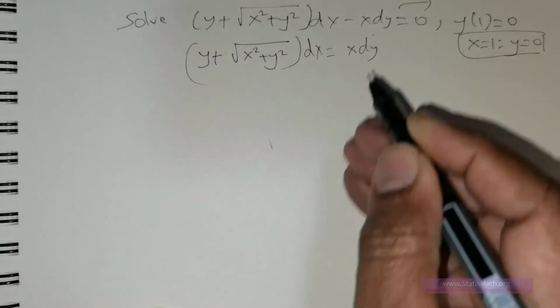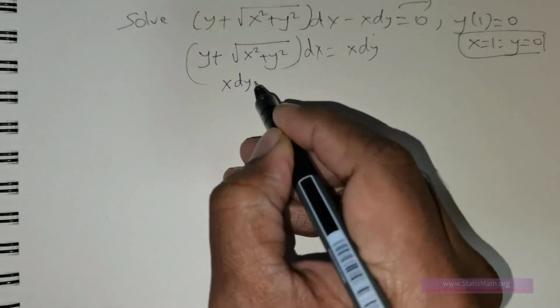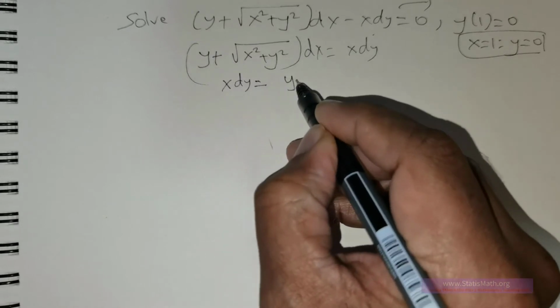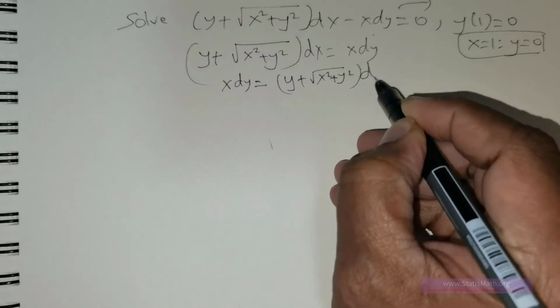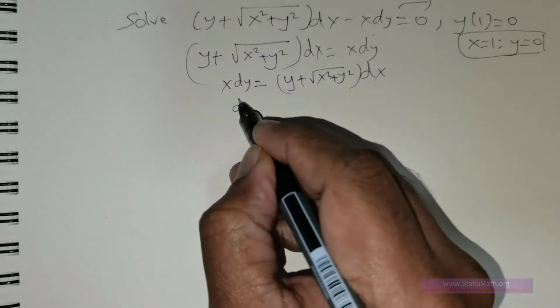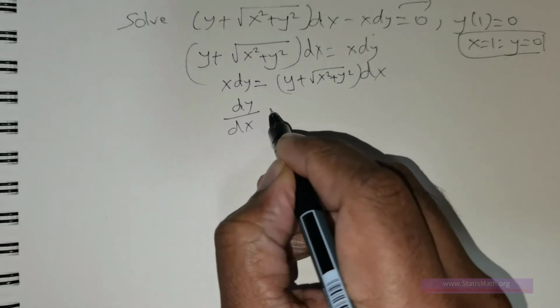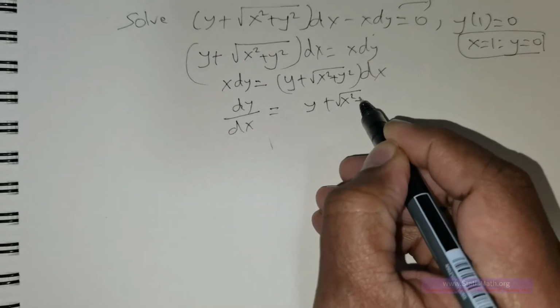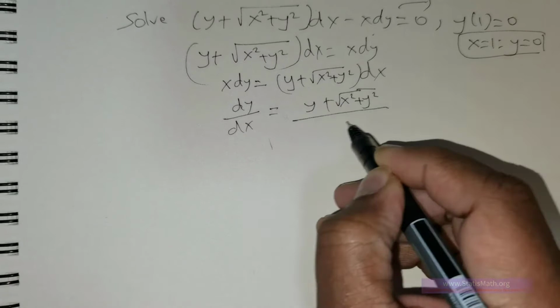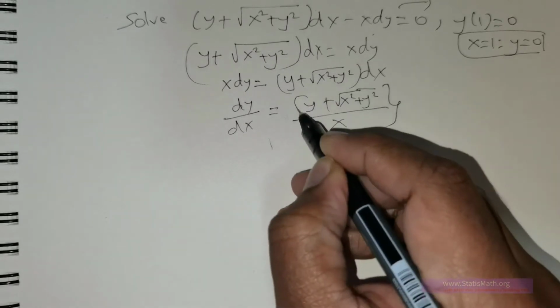dy. This is the same as writing x dy = (y + √(x² + y²)) dx. Now I bring the dx down, so dy/dx = (y + √(x² + y²))/x. So this is what we get.